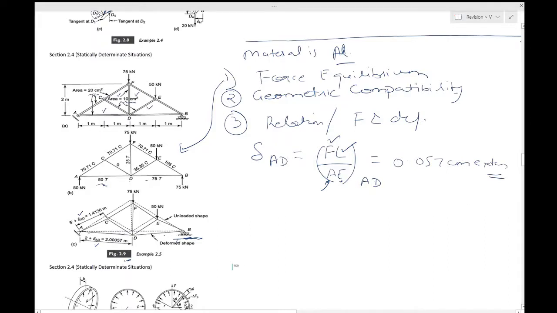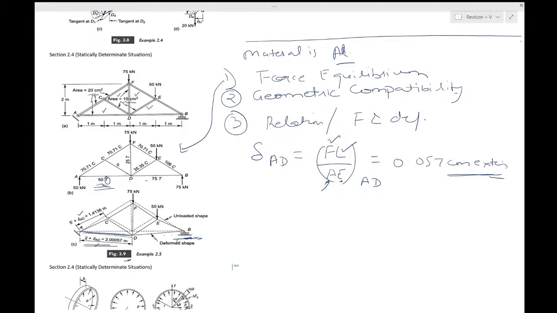Okay, and you knew that this is an extension because AD was under tension, so it can only have extension, and this you add over here, and then you will get the final length of this as 2.00057 meters. So that's how you would solve this particular problem.